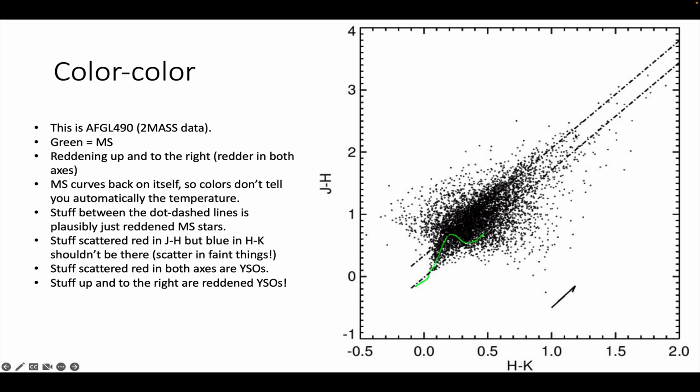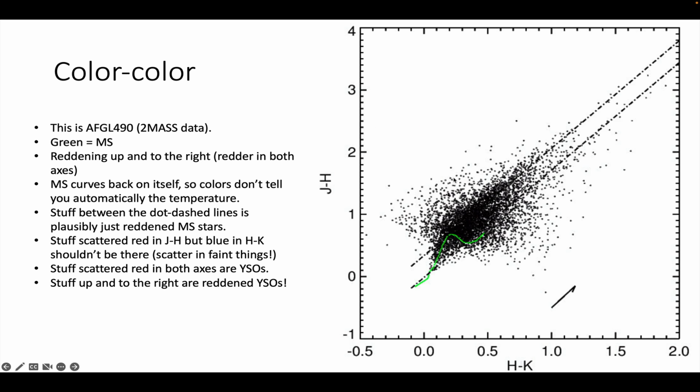The dot-dash lines here are extensions of where the main sequence is. So in other words, anything that falls between these two dash-dot lines are conceivably just reddened main sequence stars. Like this guy, if you push him back parallel to the reddening vector, he could end up here. He could end up here. We don't know if he's a low mass or a high mass star, but anything between these two lines is plausibly just reddened main sequence stars.